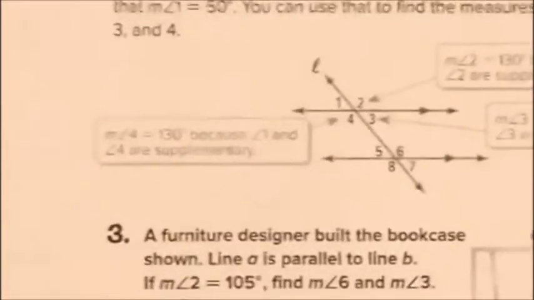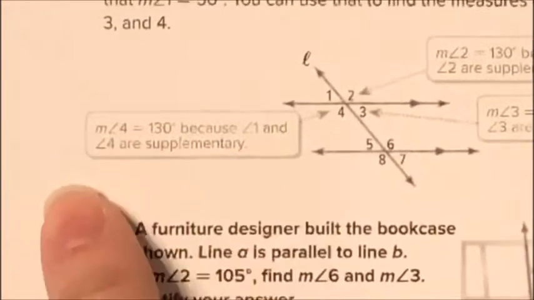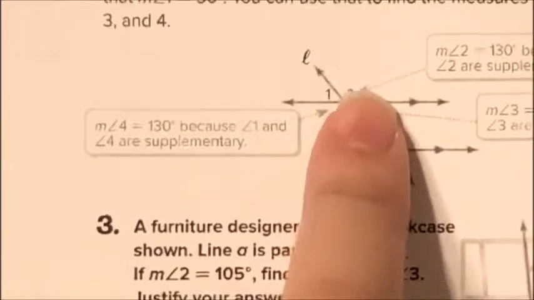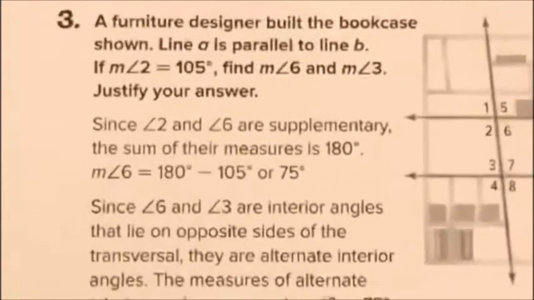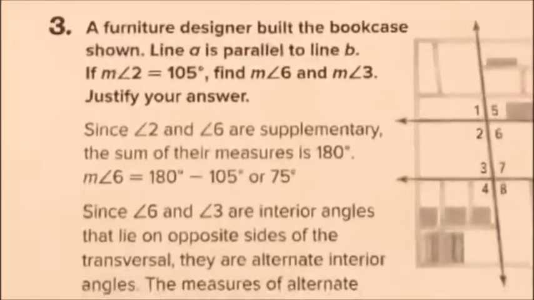And then measure 4 is 130 because angle 1 and angle 4 are supplementary, but 2 and 4 are vertical angles as well, so it's 130, okay? So example number 3 says a furniture designer built the bookcase shown. Line A is parallel to line B.